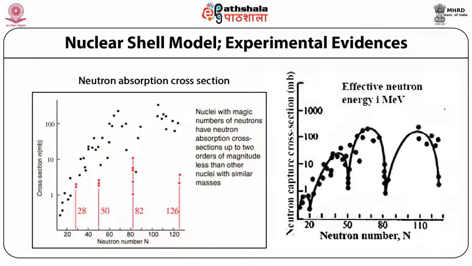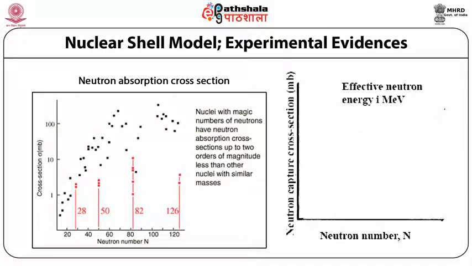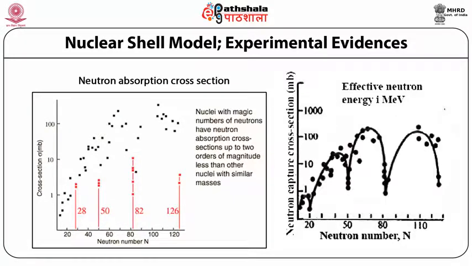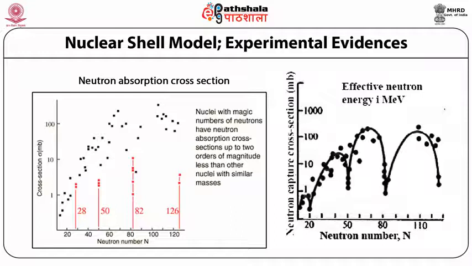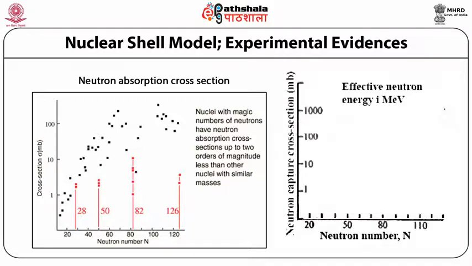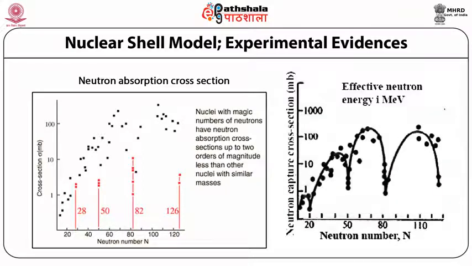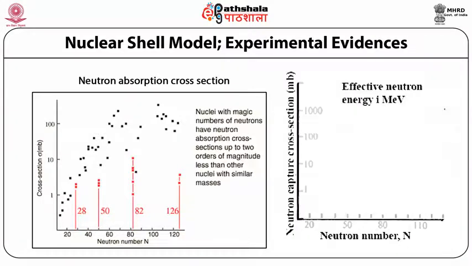In this picture on the left hand side, lines have been drawn for different magic numbers of neutrons like 28, 50, 82 and 126, and we find that at these masses the neutron absorption cross section is less as compared to their nearest neighbors. On the right hand side, we can also find the experimentally observed neutron capture cross section in millibarns. Here we find the same pattern: as a function of neutron number, the neutron capture cross section is different for nuclei which have magic numbers. For example, the continuous curve falls off at 50, 82 and 126. This is clearly evident also at 20.